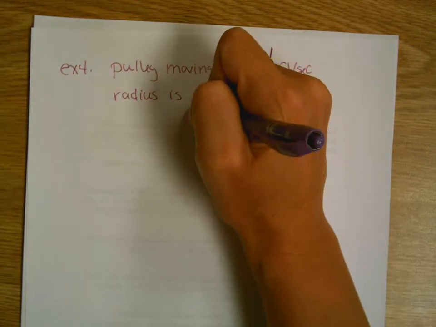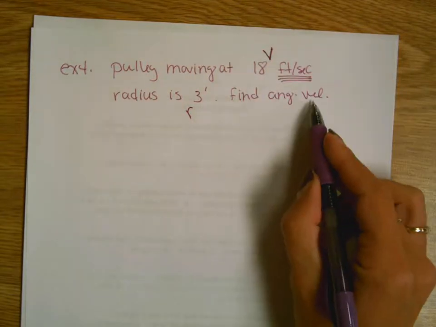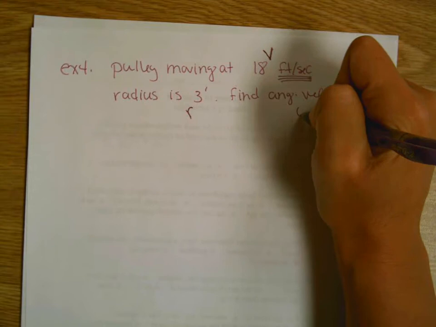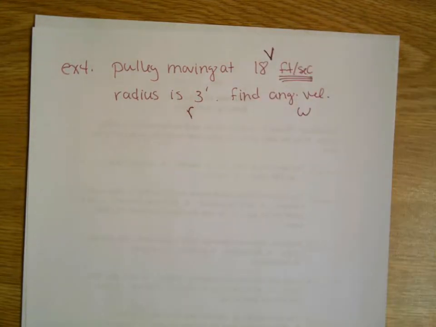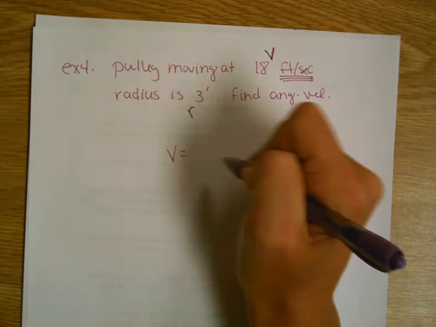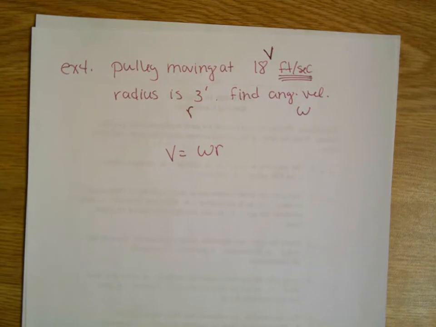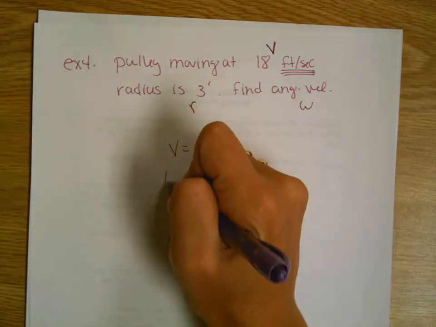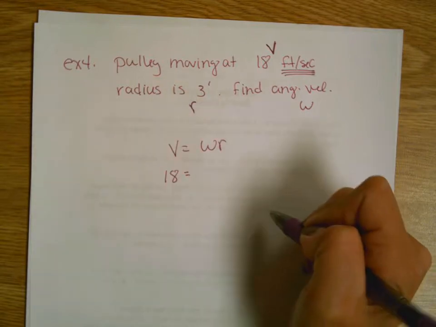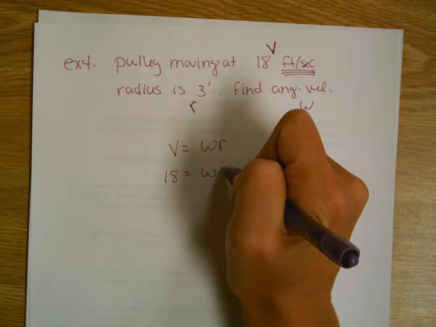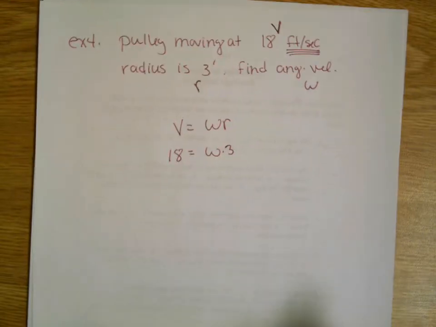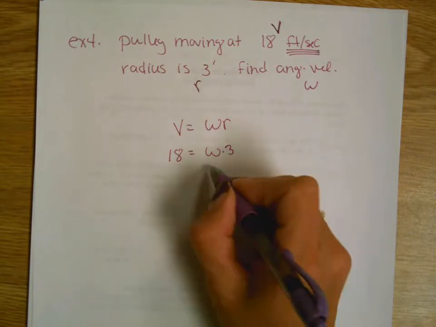Radius is 3 feet, there's our R. It's asking you to find angular velocity. Angular velocity is W. Do you have a formula that has V, R, and W in it? I gave it to you at the beginning, it's the new one. V equals R times W, or W times R, I don't remember which way I wrote it. There's your formula. Now let's plug and chug. So big V is 18, equals W times 3. Divide. The algebra is super easy now. It was deciding which formula to use.